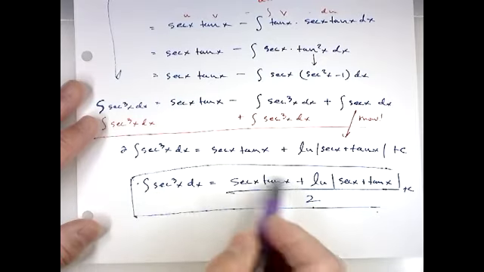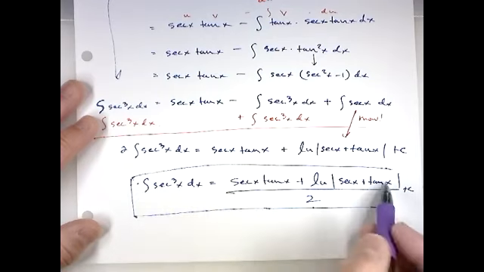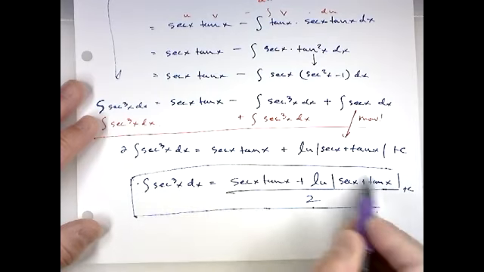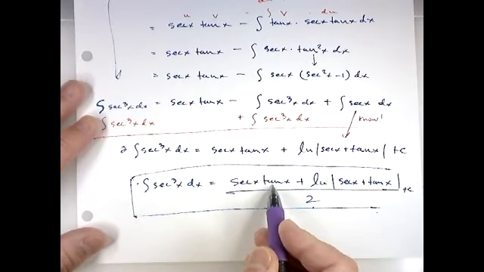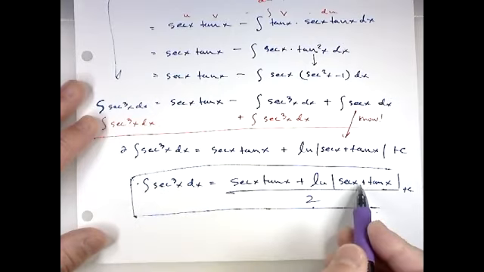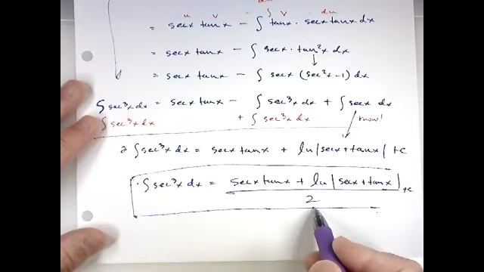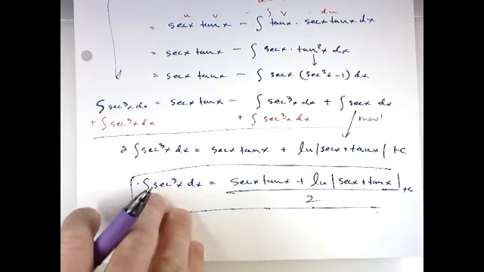Because what is this? This is the derivative of secant of x. What is this? This is the antiderivative of secant x. So it just by chance happens to be that the integral of secant cubed x dx is the derivative of secant of x plus the antiderivative of secant of x, all divided by 2, plus a constant. Just coincidence.